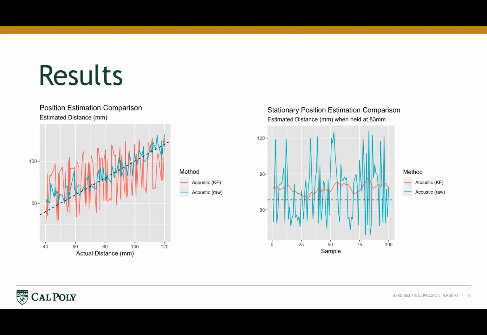The raw data is much more noisy in the stationary position, and the Kalman filter gives a better result. And since the system was designed to be mostly stationary and not moving all the time, that's why the Kalman filter works better there, because that's what it's designed to do.